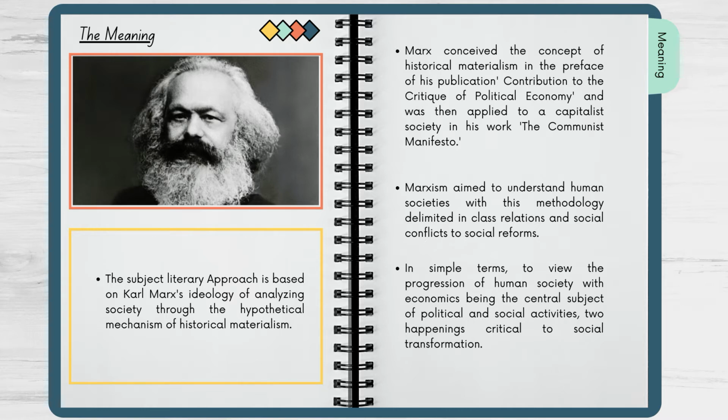Marxism aimed to understand human societies with this methodology delimited in class relations and social conflicts to social reforms. In simple terms, to view the progression of human society with economics being the central subject of political and social activities, two happenings critical to social transformation. Marx's approach highlights the heavy influence of economic power on social, political, ideological realities of intentions to gain, maintain, or abolish it. We are now in the penultimate phase of my report, which is the critical components in Marxism.